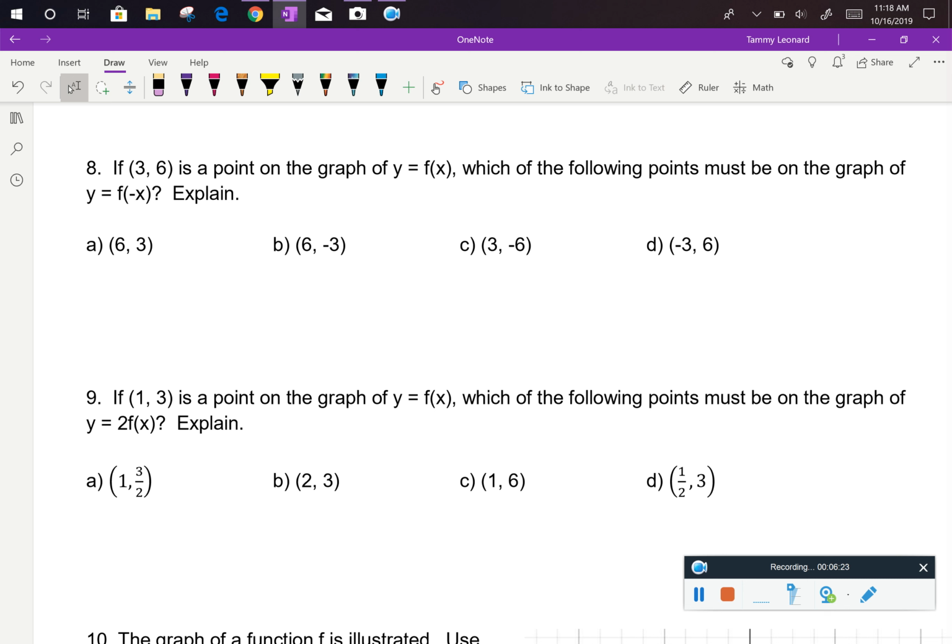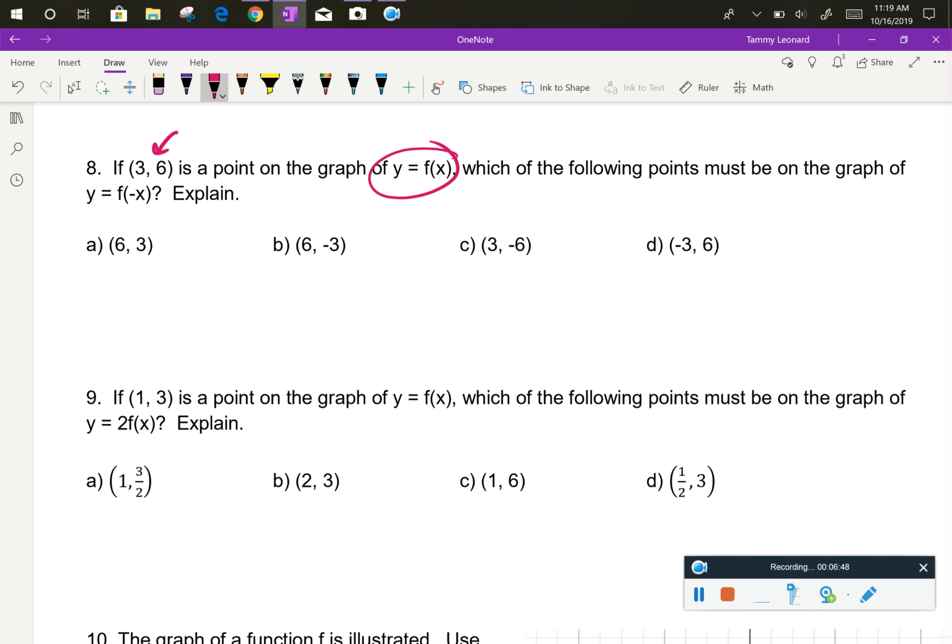Okay, if (3, 6) is a point on the graph of y equals f of x. Okay, so I just have this generic thing, y equals f of x. I don't know what that function is, right? I don't have an equation for it. But I know that this point is on it. Are we okay with that? All right. Which of the following points must be on the graph of y equals f of negative x?